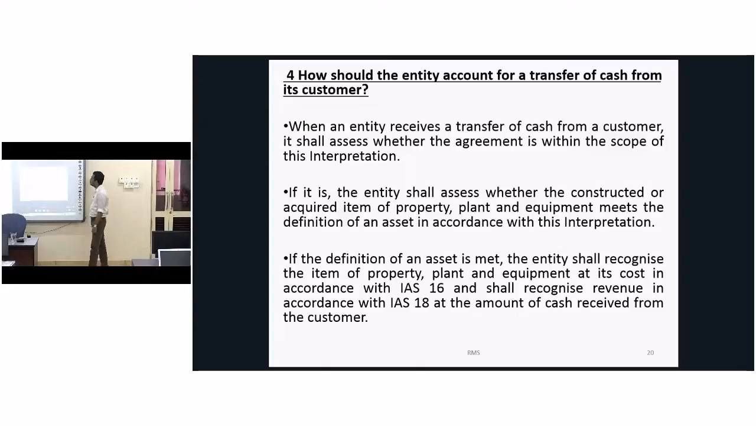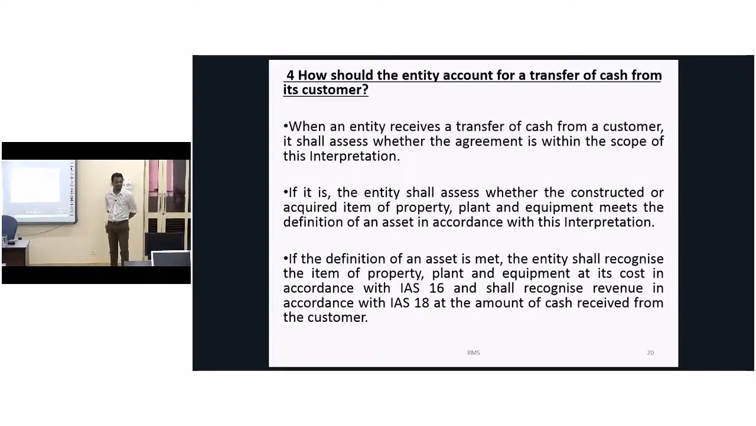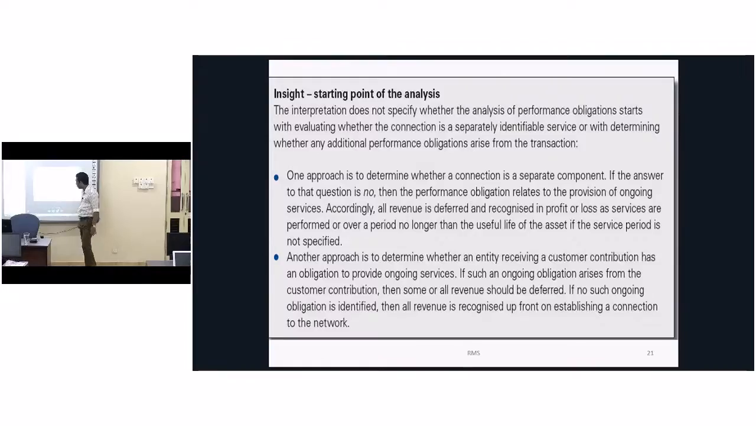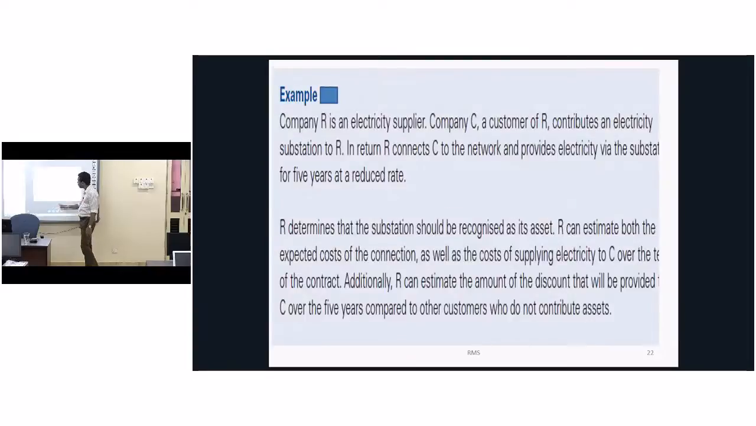Now come to the fourth question. How should we account for this? Already I have explained everything. I told you deferred revenue, then over the years you have to recognize it as revenue part by part. Just to understand this, let's see one question, then only you can understand it properly. Look at this example.